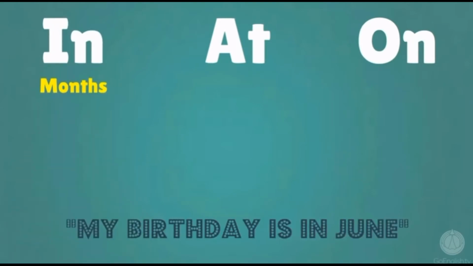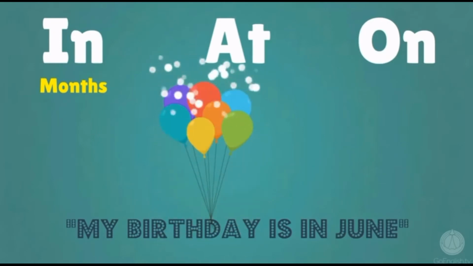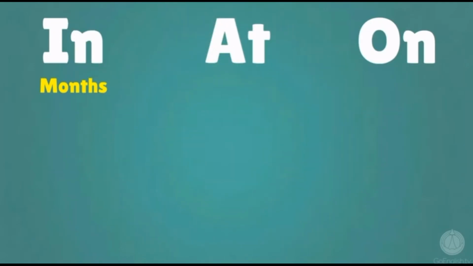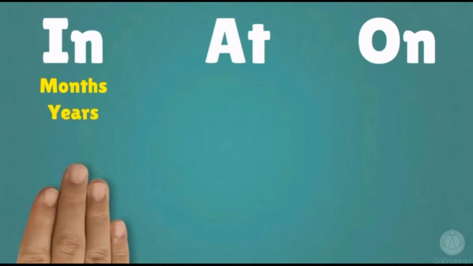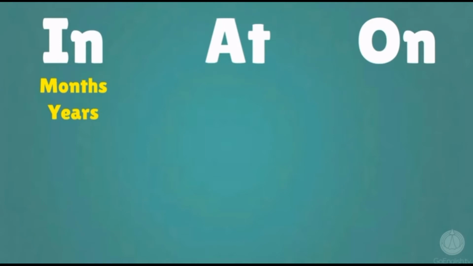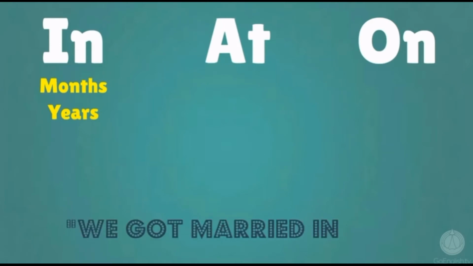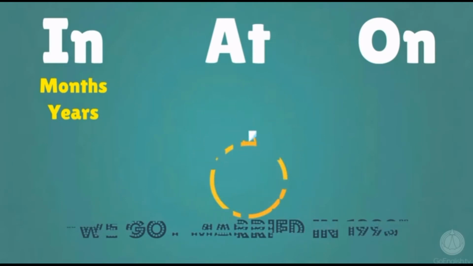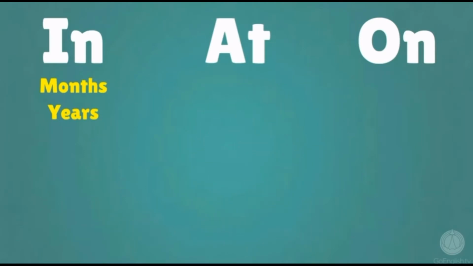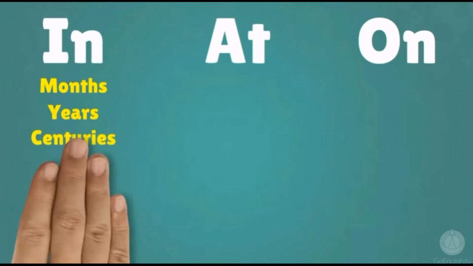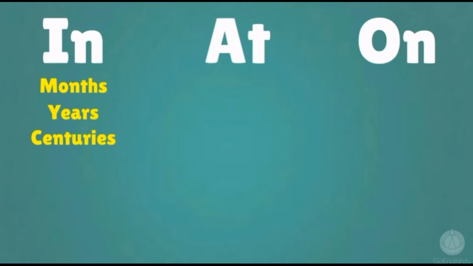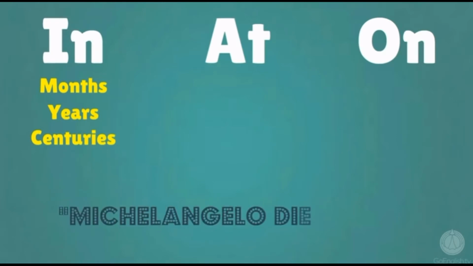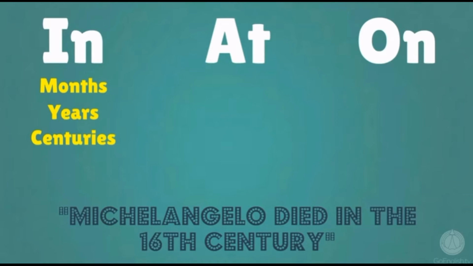Example, my birthday is in June. We also use in for years. Example, we got married in 1993. And we also use in to indicate the centuries. Example, Michelangelo died in the 16th century.